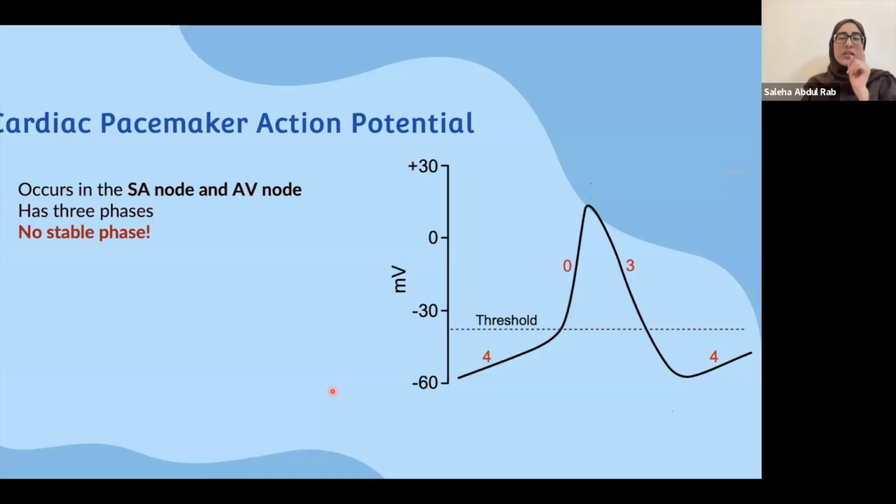That's the main difference you're going to notice between the action potential, which had a resting phase, versus this, which really doesn't have a plateau or resting phase where it's flat. It's always going up and down, always flips.